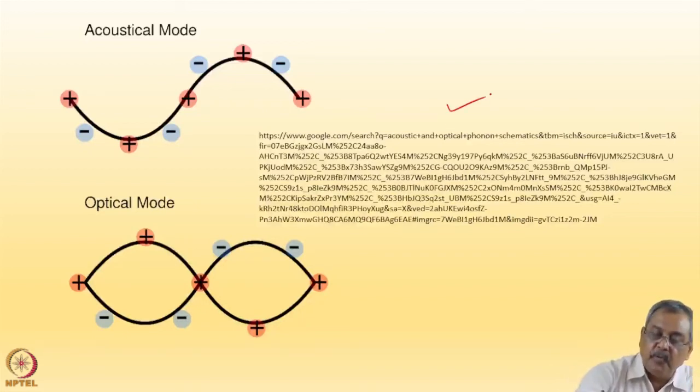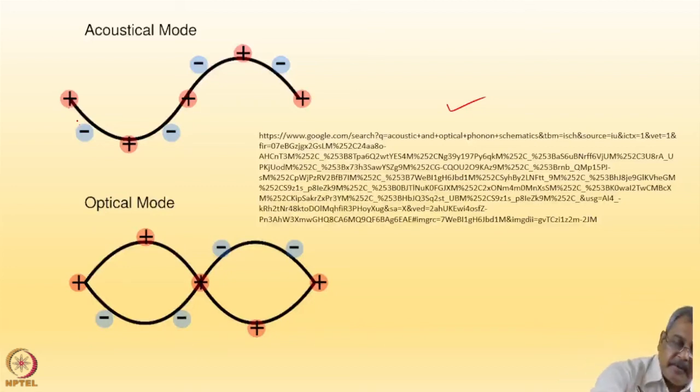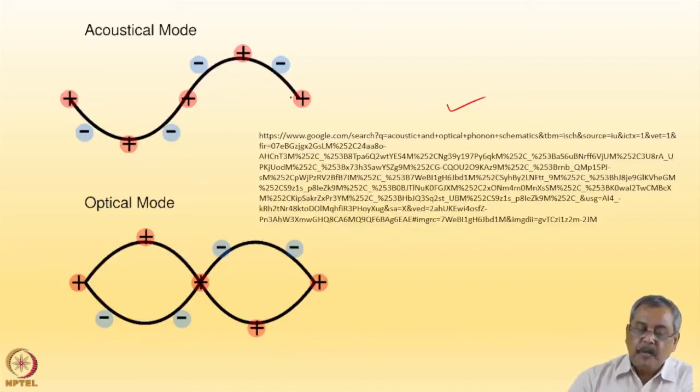In the acoustic mode, you can see the movement of the points, the atom positions in a crystalline lattice like aluminum. So if I'm talking about aluminum phonons, then these are the positions of the aluminum lattice points, and their movements are like this. They are part of a wave and they move in the same direction, whereas when I'm talking about optical modes, then they move against each other.